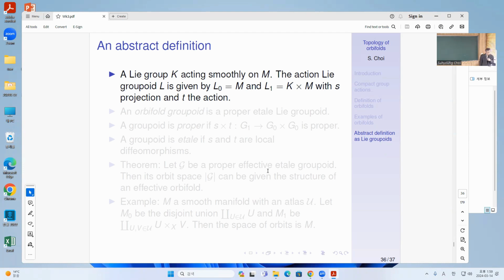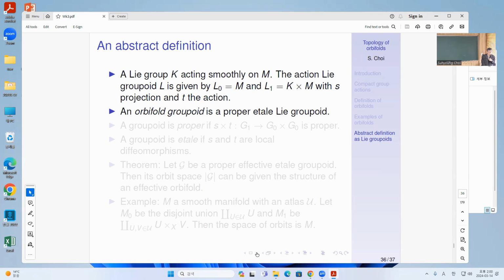Let a Lie group K act smoothly on M, then the action Lie groupoid L is given by L0 being M, and L1 is K times M, with S the projection and T the action. So we have some M, and a Lie group acting on it. Then you can define a Lie groupoid by setting L0 to be M, and L1 to be this manifold, K times M, with source being the projection and T being the action. Of course, I have to define other things, but I'm not defining these yet here.